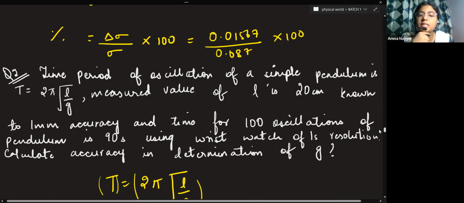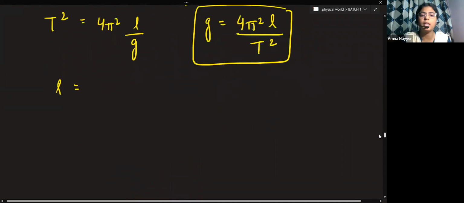The error here, not the percentage error but the fractional error, is given as measured to 1 millimeter accuracy. If 1 millimeter accuracy is mentioned, it means this is the mean absolute error. So 20 centimeters plus minus 1 millimeter. Instead of giving it directly, this time the question has given it in this manner. So L will be 20 centimeters plus minus 1 millimeter. This is the mean value that is given, and this is the error.